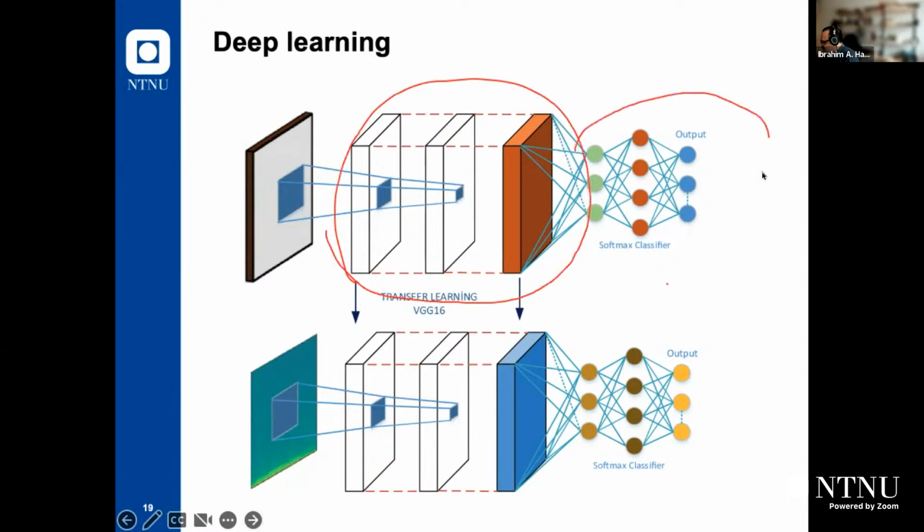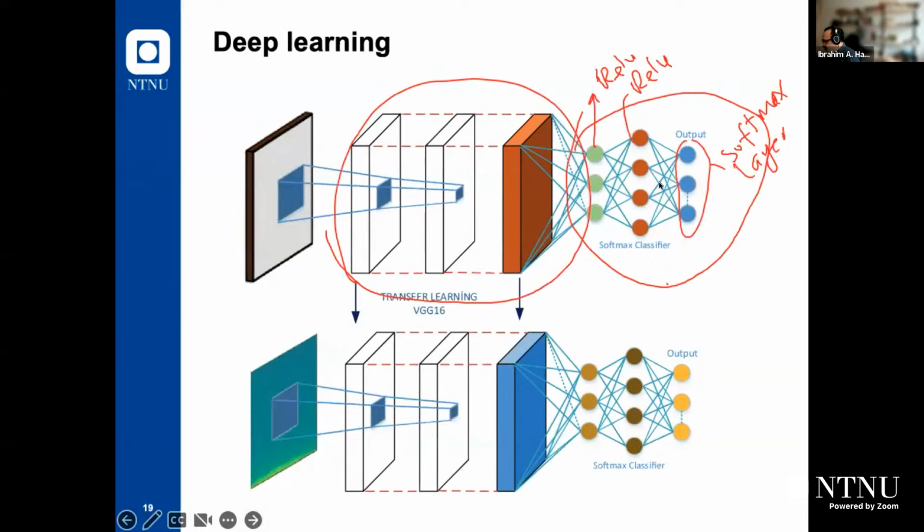We have this classification part, right? It consists of some dense layers, and maybe the last layer will be a softmax layer, because we need to calculate probabilities. The other dense layers can use some other activation function like ReLU. So we can use ReLU here, ReLU here, but for this last one we use softmax, for calculating the probability.